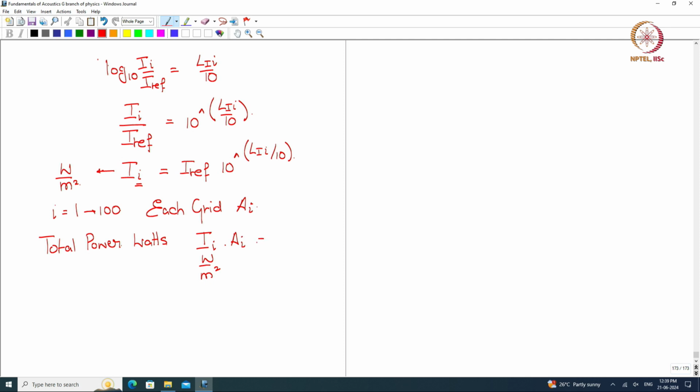This is equal to the wattage from each area, and then W total is the summation of this from all the grid points that are covering the machine. Finally, the sound power level LW is 10 log to the base 10 of W total by W reference. W reference is 10 to the power minus 12 watts.